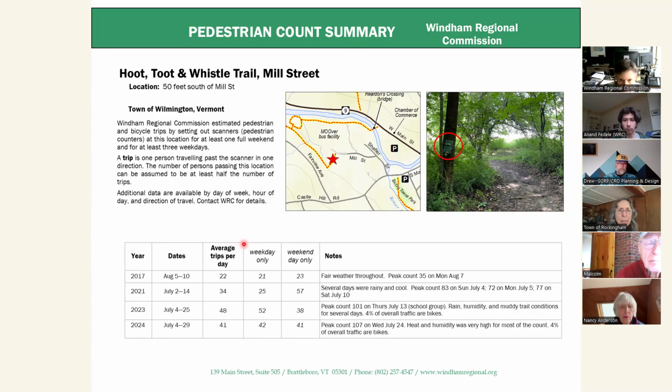So we also break it down by weekday versus weekend day. And it's kind of interesting here. There's some variability on some of the count years where there's a lot more weekend use. Other times it's more even. And we have information on the weather and peak counts. So in this case, in 2024, average trips per day were 41, but on one of the days we got 107.